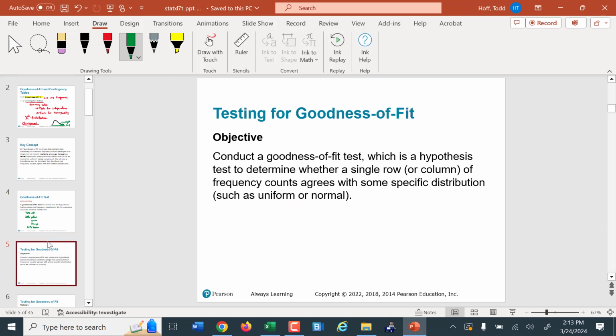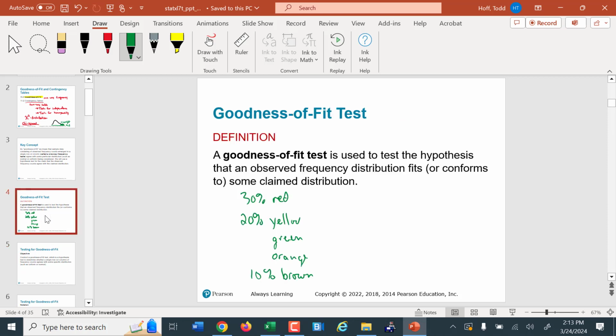So to conduct a goodness of fit test, the first hypothesis is going to be that they fit the proposed percentages. The alternative is going to be that at least one of them is different. But we're looking at these frequencies, and we have to make sure they agree with either a uniform distribution, which means all of them are the same, or maybe a normal distribution or some other proposed distribution of that data. Like with the M&Ms, it was the percentages proposed for each color.